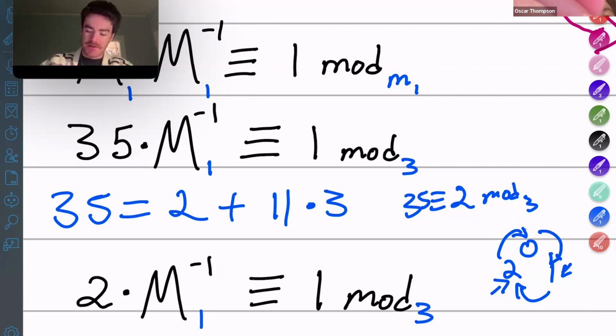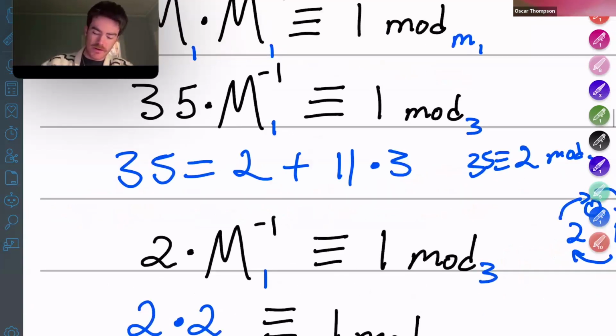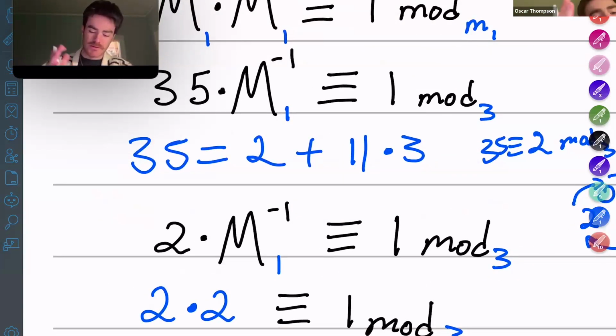Essentially, we want one number that's 2 spaces higher than 2. Conveniently, 2 multiplied by 2 gets us 4, which, if you start here and go 1, 2, 3, and then back to 4, that's going to be 4. So 2 times 2 is congruent to 1 mod 3.